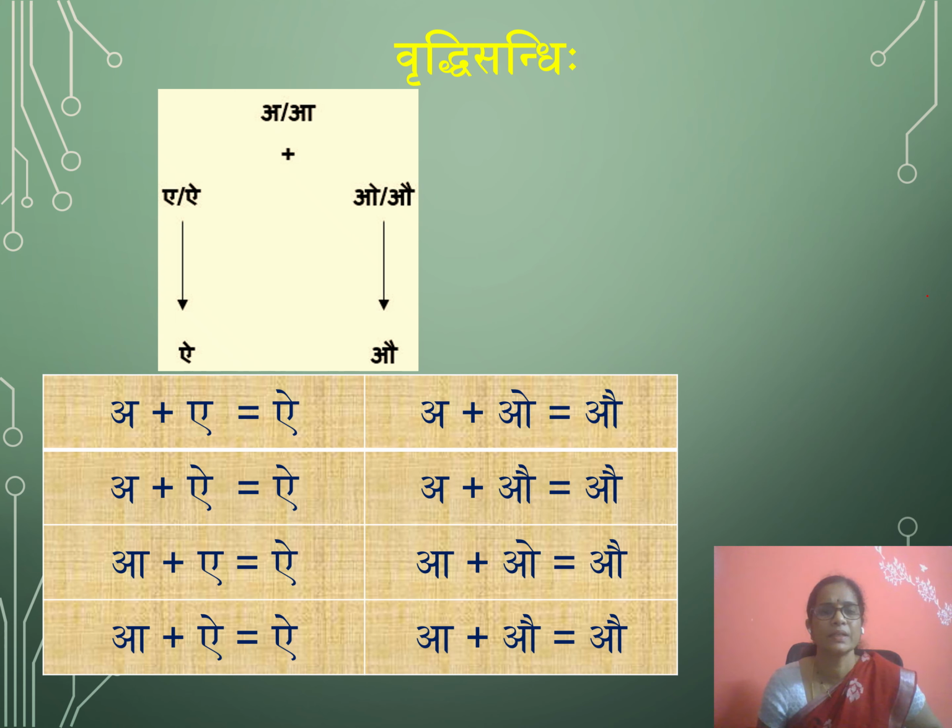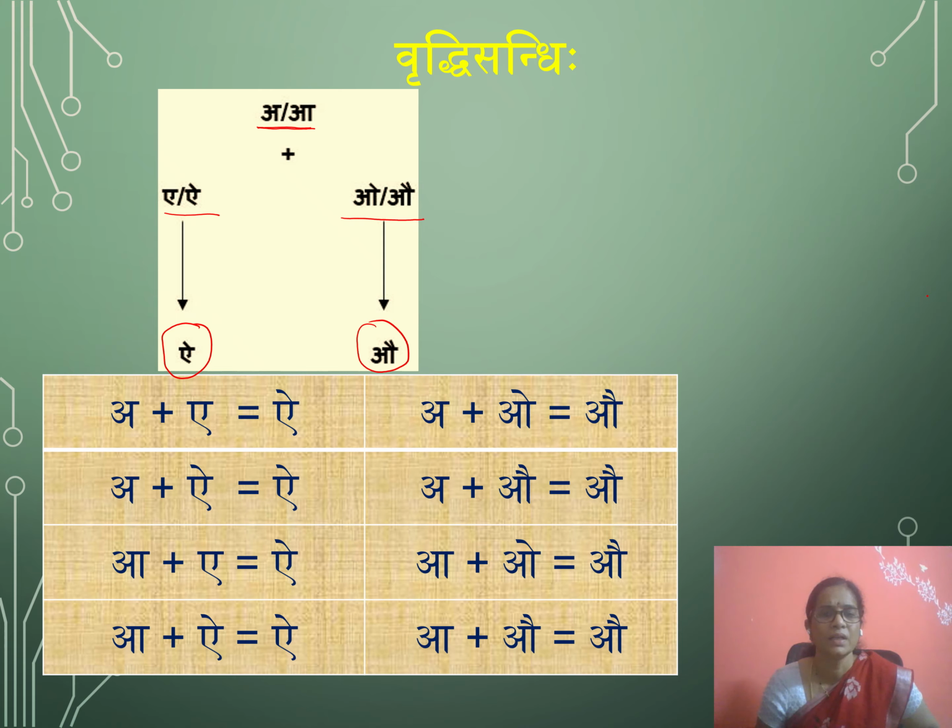Here you can see the combinations for the Vriddhi Sandhi. The first word should end with either A, then the second word can start with A or I, then we will get I. Then the first word should end with A or A, and the second word can start with either O or Au, then we will get Au.